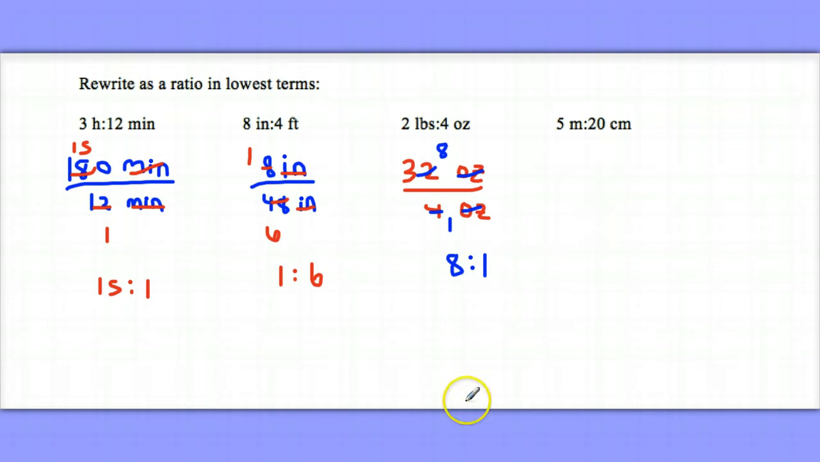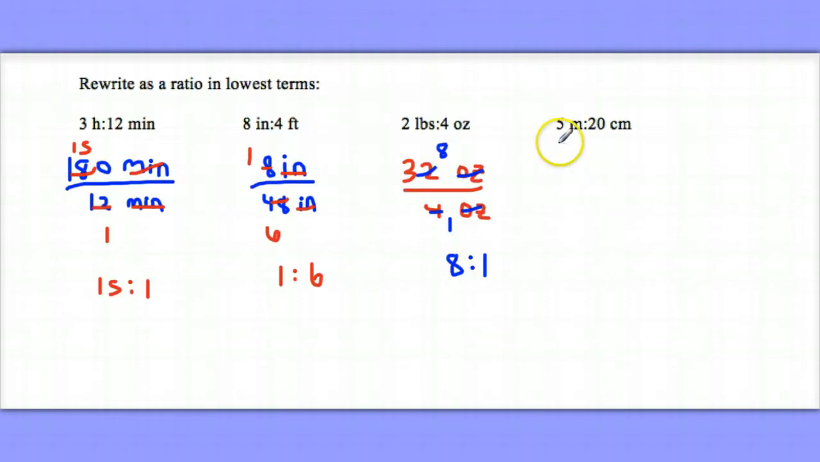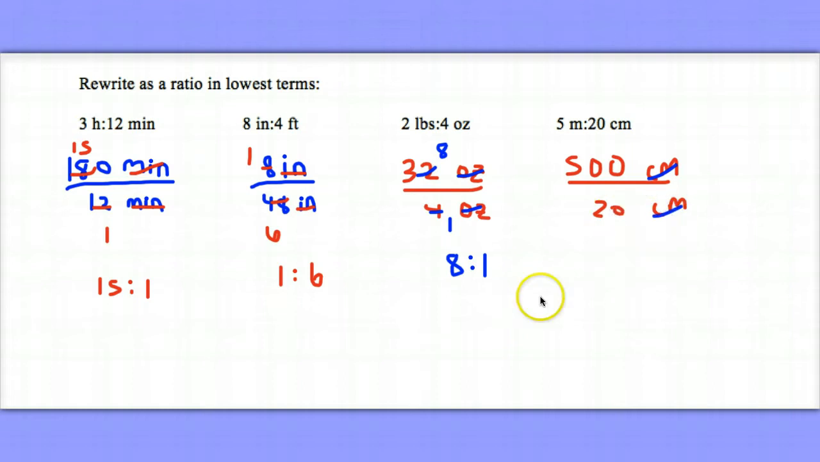All right, let's take a look at this last example that we have on this page, comparing 5 meters to 20 centimeters. Just a quick review. We know that there are 100 centimeters in 1 meter. So we've got 5 meters compared to 20 centimeters. I'll change the 5 meters to centimeters. In 1 meter, we have 100 centimeters. So in 5 meters, we'd have 500 centimeters. So the ratio I have is 500 centimeters to 20 centimeters. And once again, I can reduce. I know that 20 goes into 500 a total of 25 times. So this is a ratio of 25 to 1. And you can write that as either a fraction or with the colon.